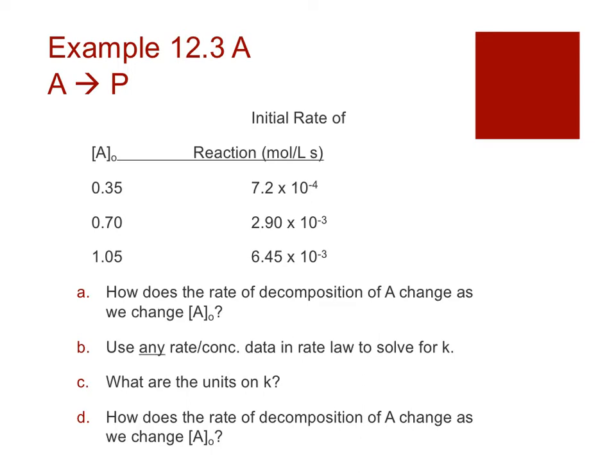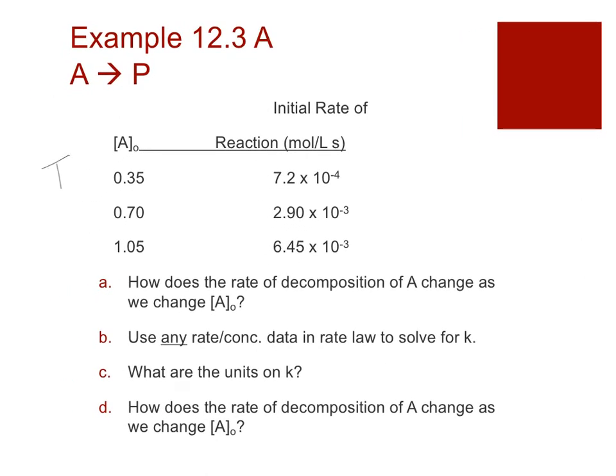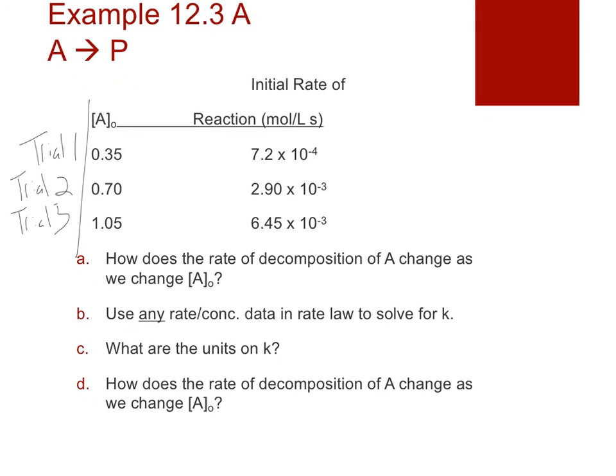A couple of things here. This is an initial molarity. This is looking at 3 different trials. This is trial 1, trial 2, and trial 3. These are 3 different trials where we measure the rates at the very beginning of a reaction. So we can look at this and make some comparisons.